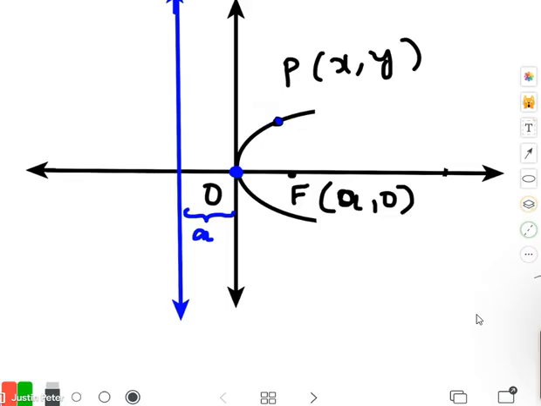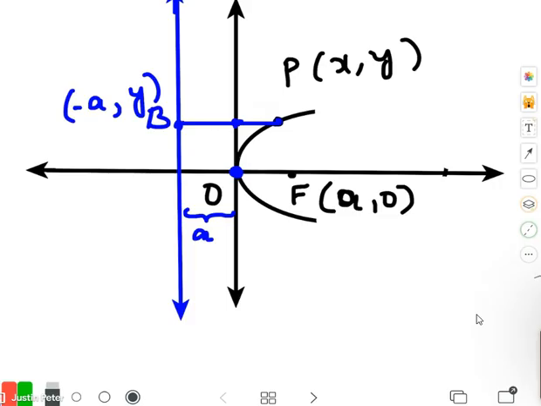Now what will be its distance to the directrix? Let's say this is P. It's not 2A. B and P have the same y coordinate, so that is going to be y. And this point B's x coordinate is minus a. So that's going to be minus a comma y. Right? Correct?